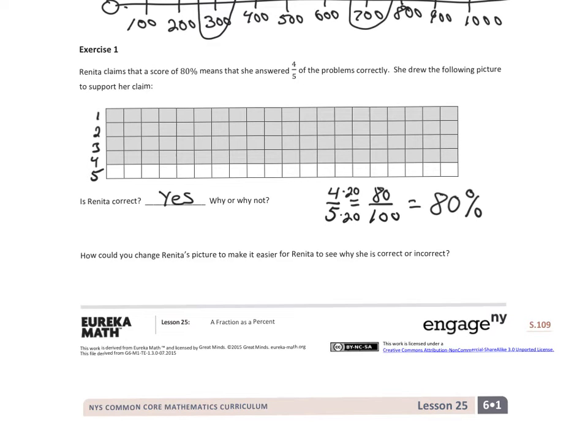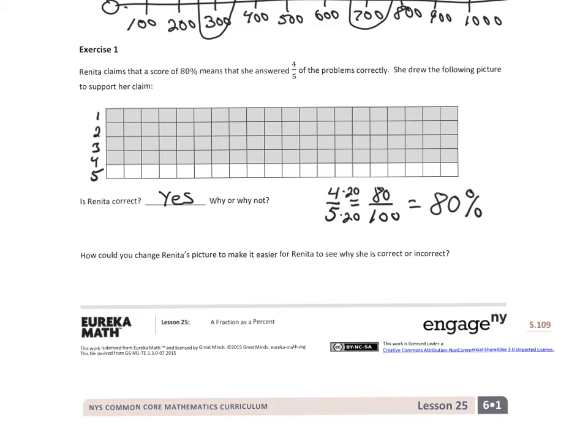Below it says, how could you change Renita's picture to make it easier for Renita to see why she is correct or incorrect? So I could change the picture so that there is a percent scale drawn to the right side showing 20%, 40%, but I could also change the picture so that there are 10 strips with 8 shaded. So I could basically double this if I wanted to, and I'd have to double the shaded portion as well, and that could show her. That would bring us our 8/10 that we've talked about before.